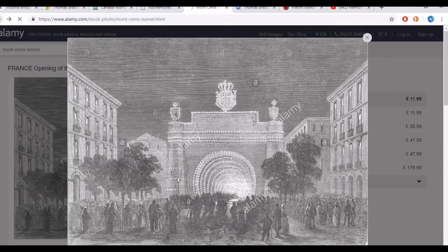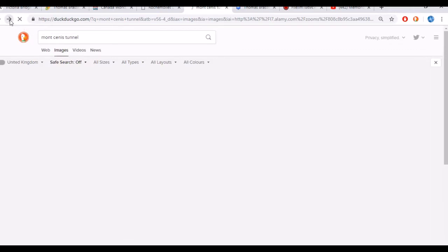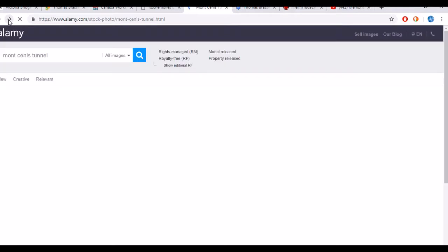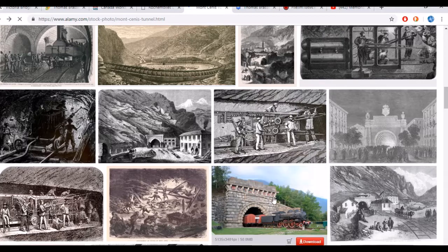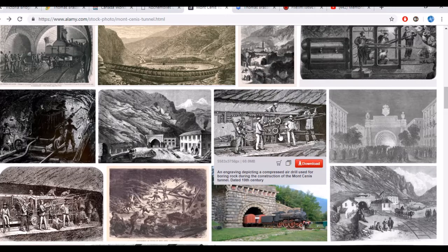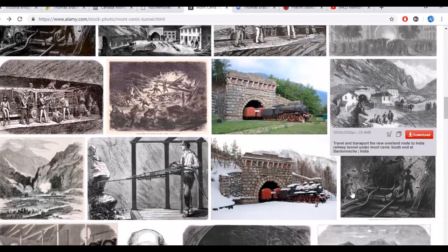Because the photographs that are showing here, well, I say photographs, and none of them are photographs. They're all illustrations, apart from modern ones. Engraving. French opening of the tunnel in 1871. It's all lit up. Where are the photographs?